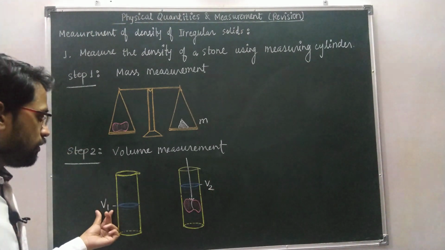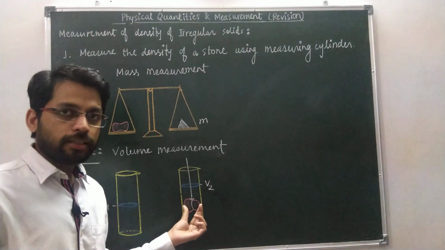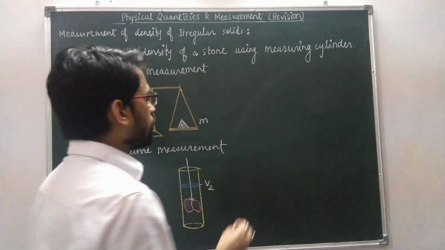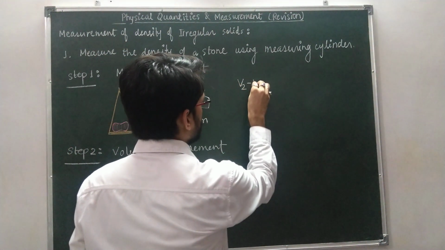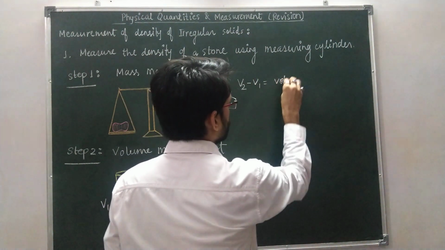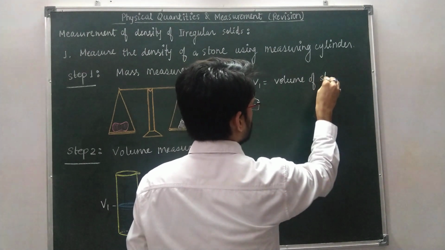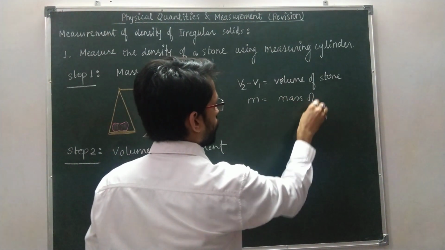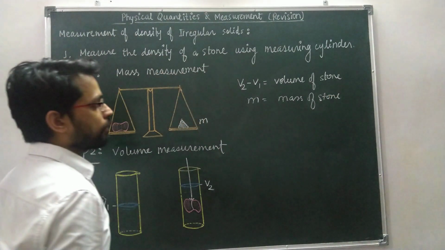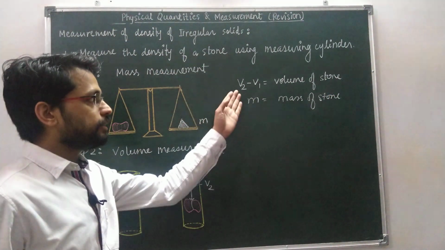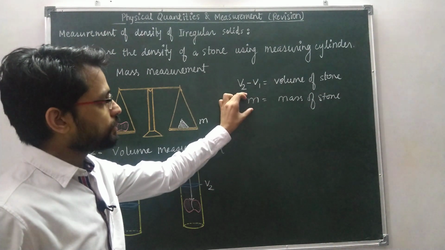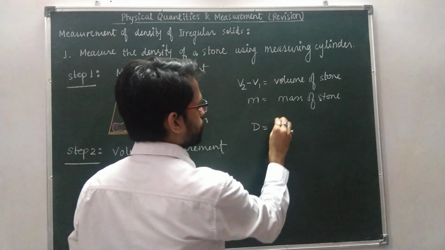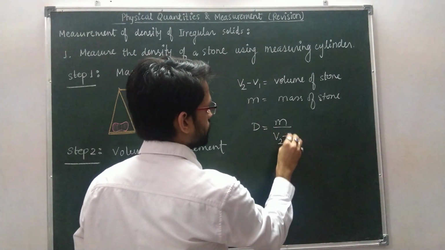So V2 minus V1 is the volume displaced by the stone, which is equal to the volume of the stone itself. So V2 minus V1 is equal to the volume of stone, and M is the mass of stone. Now we can calculate the density of the stone, mass divided by volume. So the density of a stone will be equal to mass M divided by volume, that is V2 minus V1.